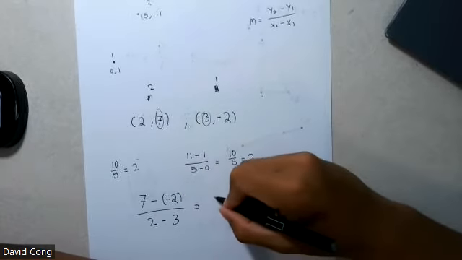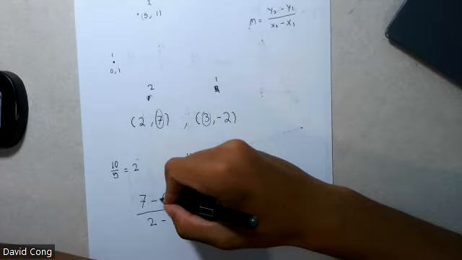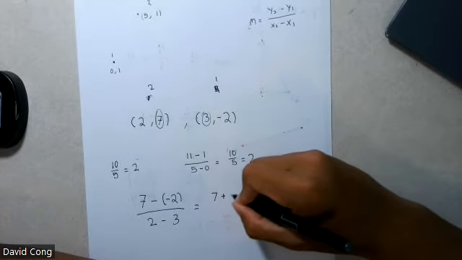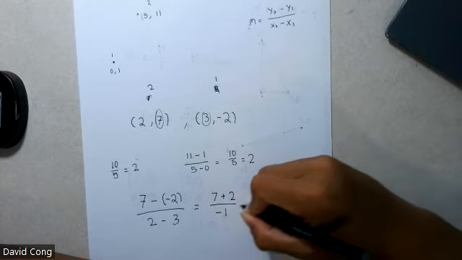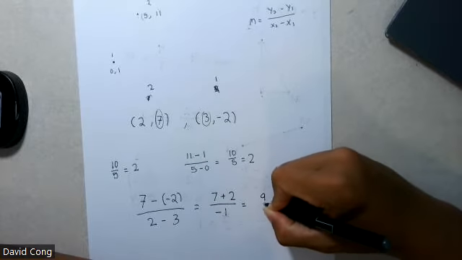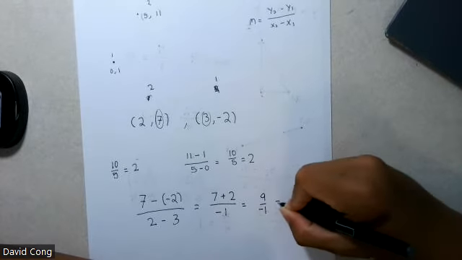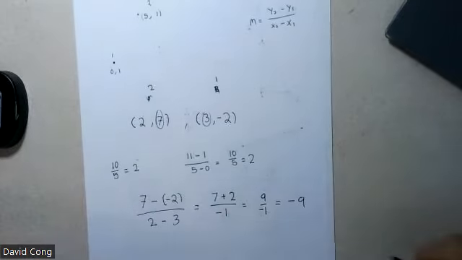So this leaves us with 7. Double negatives means plus sign. We know this is -9. So that's the slope for that one.